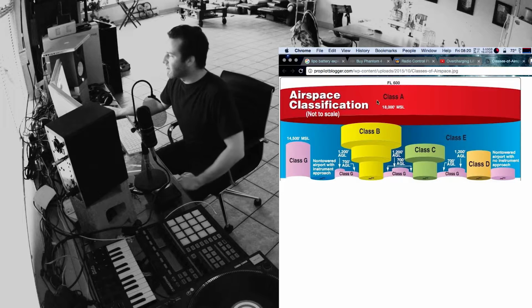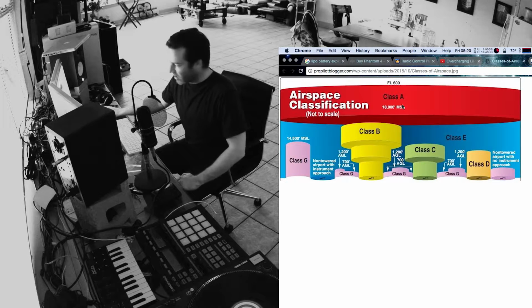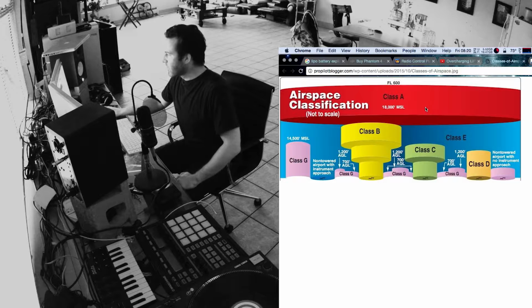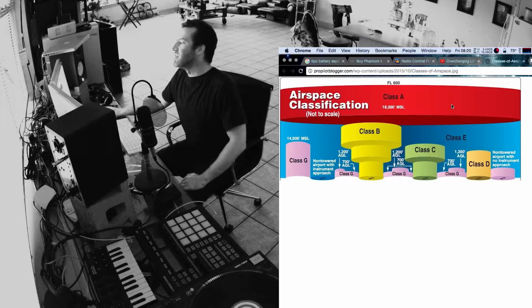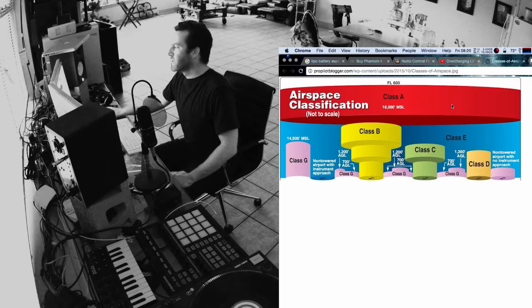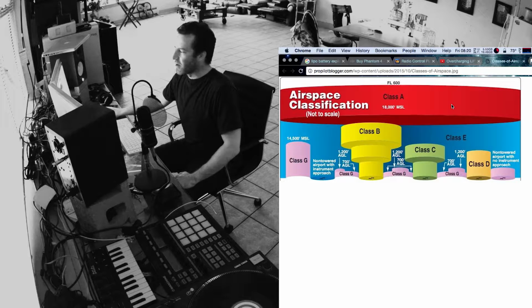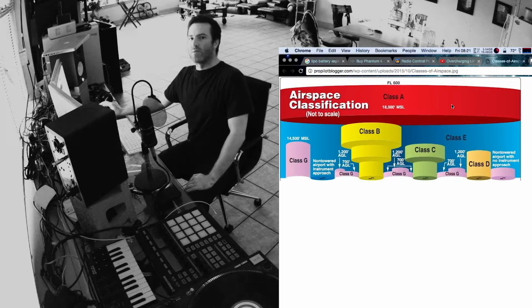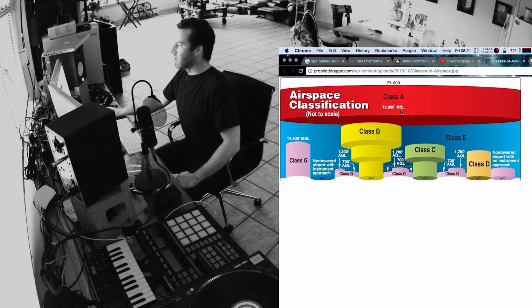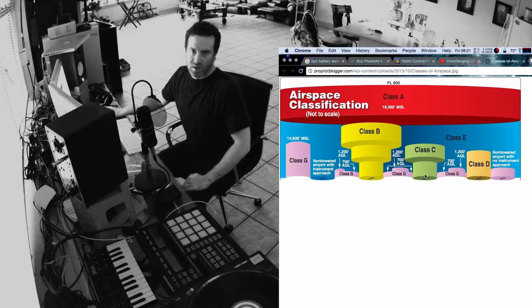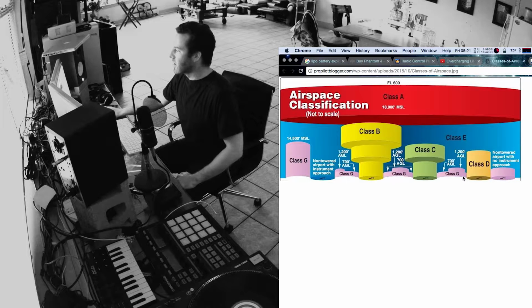And up in this red is at 18,000 feet above sea level. So this is very, very high up there, and drones are not going to be generally operating anywhere near this airspace. So all the activity for drones is going to be way down here, okay?